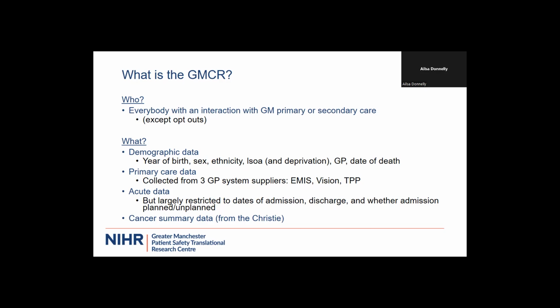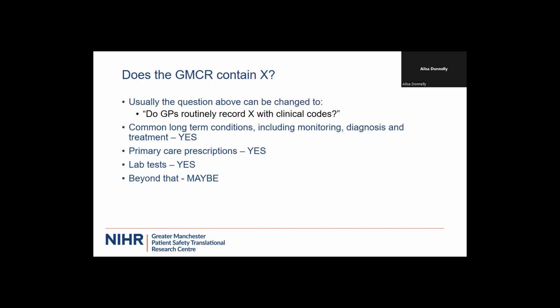We also have other feeds of data, so for instance, a cancer summary set of data from the Christie. Now, one thing we get asked a lot by researchers is, does the GMCR contain X, where X might be a particular diagnosis or a symptom or a procedure? And what we tend to do is twist that question around and say, well, do GPs routinely record X with clinical codes? As a quick aside, clinical codes are short alphanumeric strings which represent different concepts.